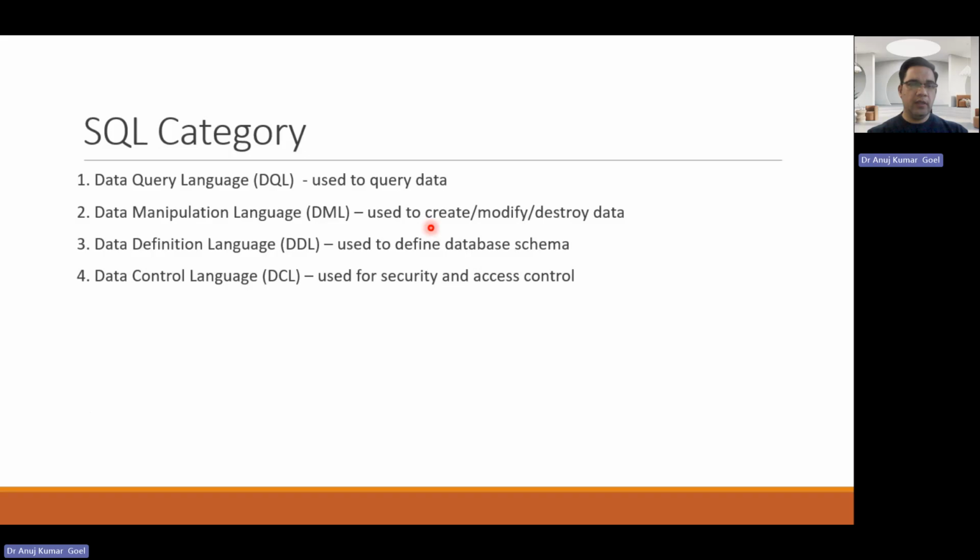In SQL, we have different categories, not different languages, depending on what functions we are implementing. DQL is the Data Query Language, which is used to query data. Data Manipulation Language is used to create, modify, and destroy data. Data Definition Language is used to define the database. And Data Control Language is used for security and access control.